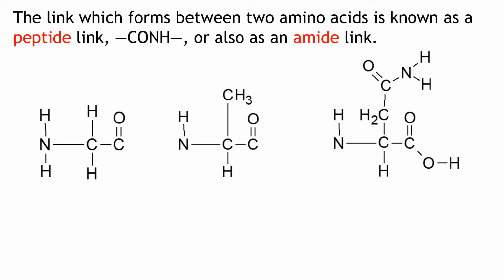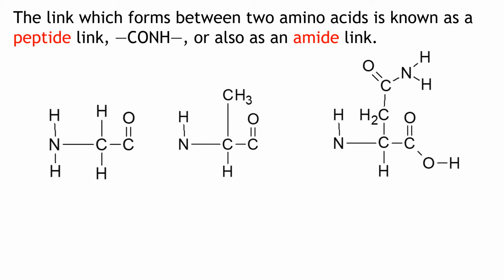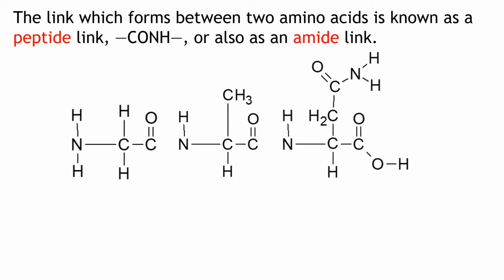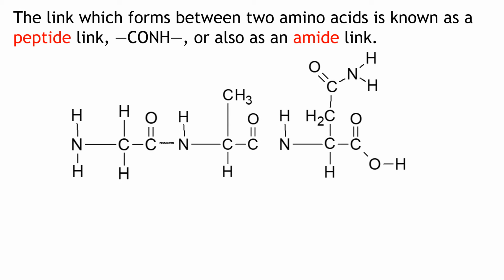Having removed the water, we need to link the amino acids together. So we need to link the C double bond O with NH to create what's called a peptide link. So this C double bond O NH is called a peptide link, which is also known as an amide link.